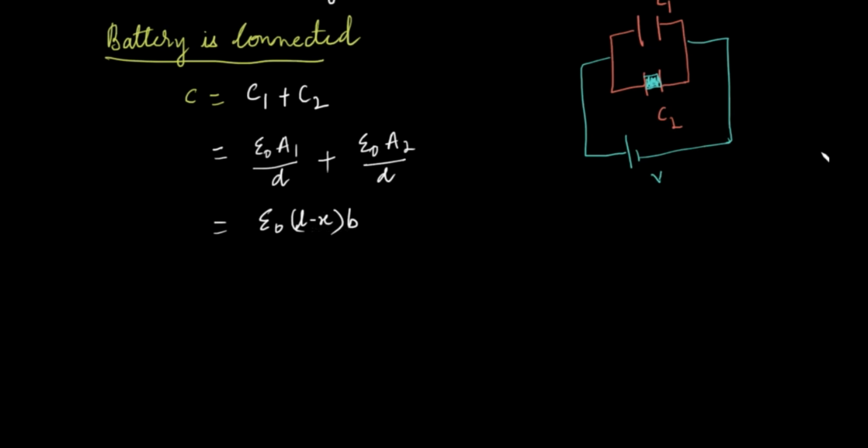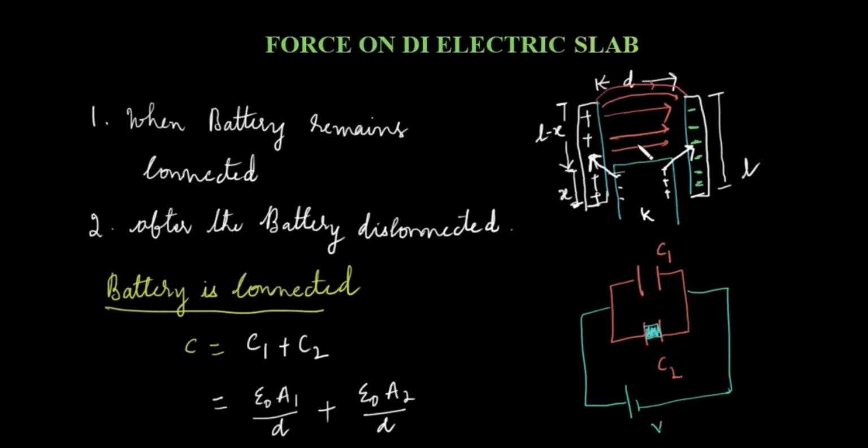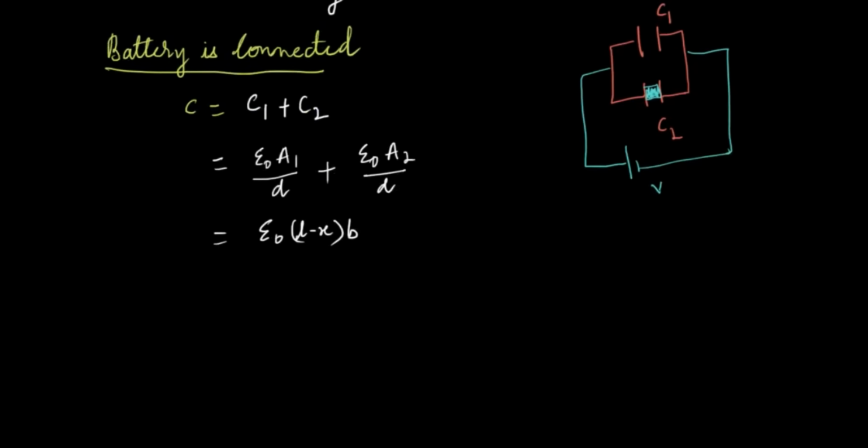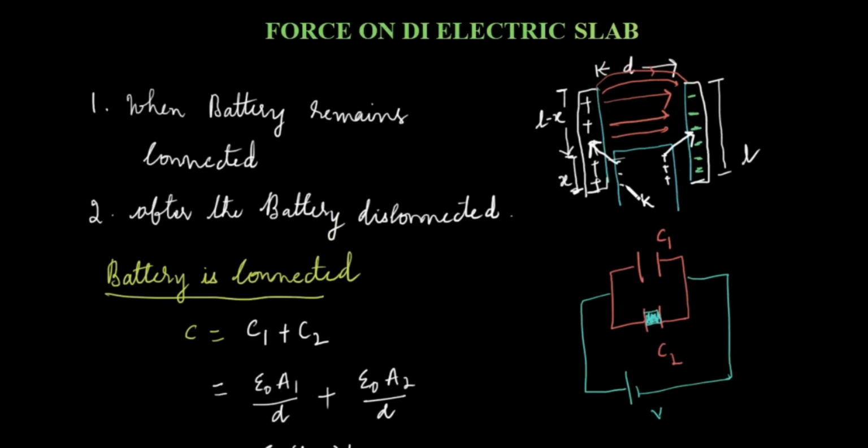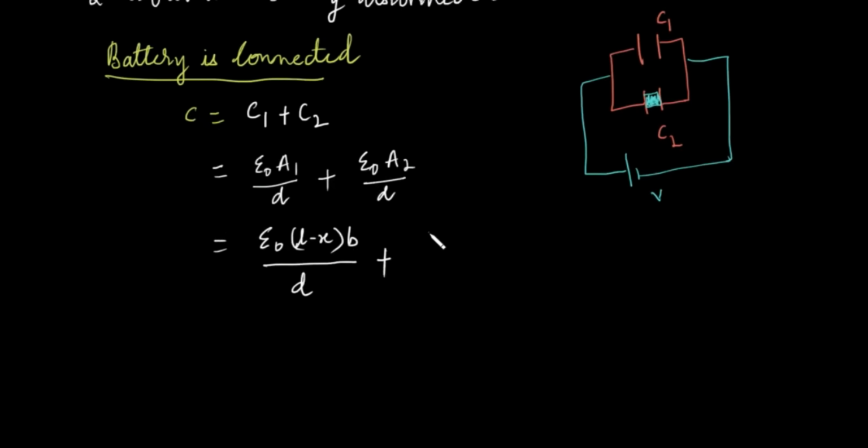Area is length into breadth. So the length is L minus x into breadth, L minus x into B by D, plus the second area, the area of the dielectric. Here this is x. x is the length, width is B. So x into B, epsilon naught, the area is x into B by D.